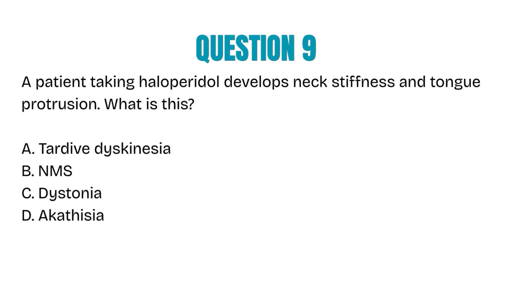Question 9. A patient taking haloperidol develops neck stiffness and tongue protrusion. What is this? A. Tardive dyskinesia, B. NMS, C. Dystonia, D. Akathisia.